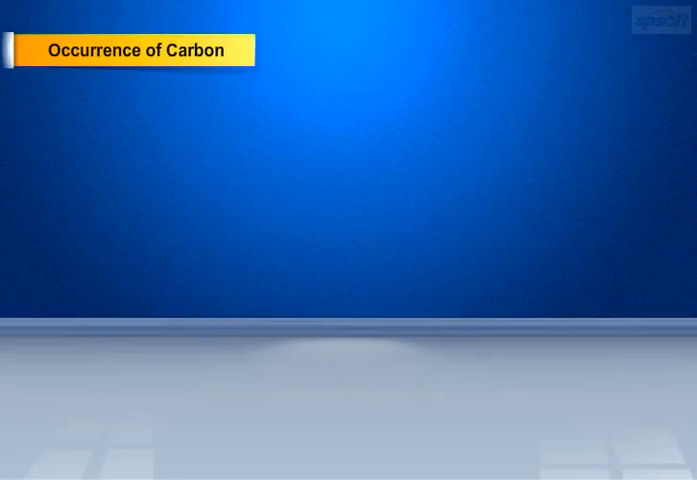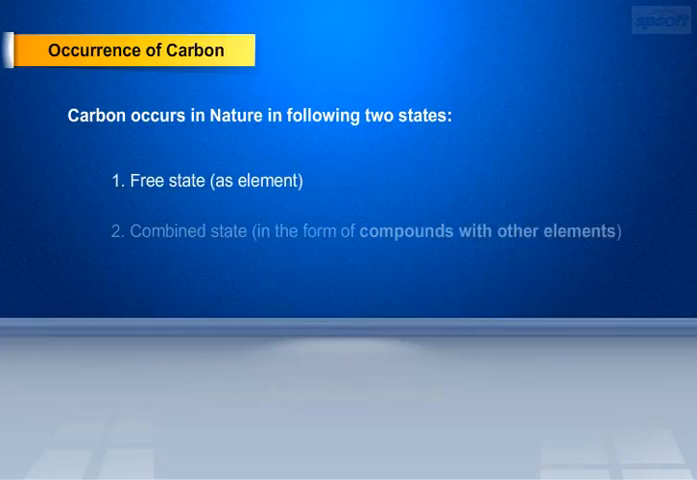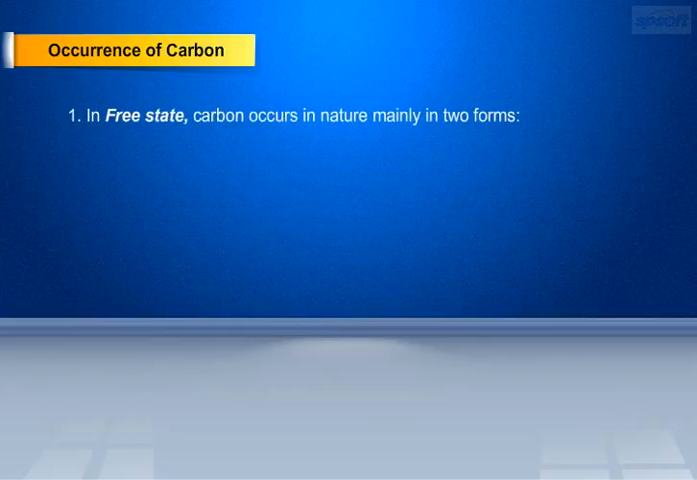Now, let us see the occurrence of carbon. Carbon occurs in nature in two states. One is free state, as element, and the other is combined state, in the form of compounds with other elements. In free state, carbon occurs mainly in the form of diamond and graphite.